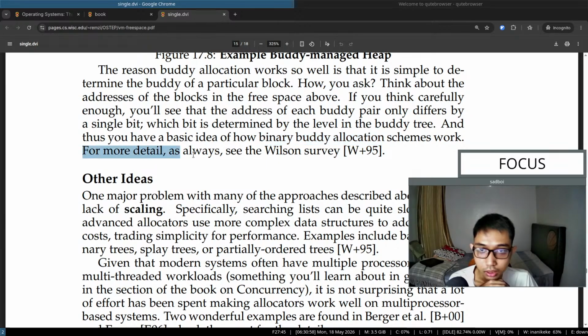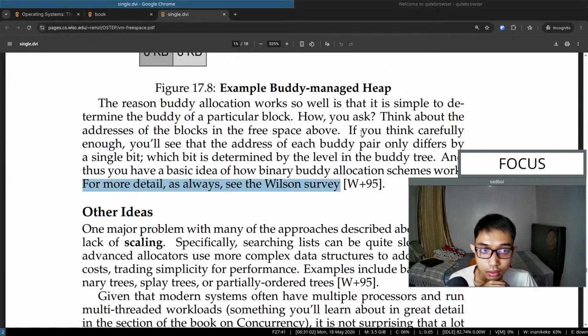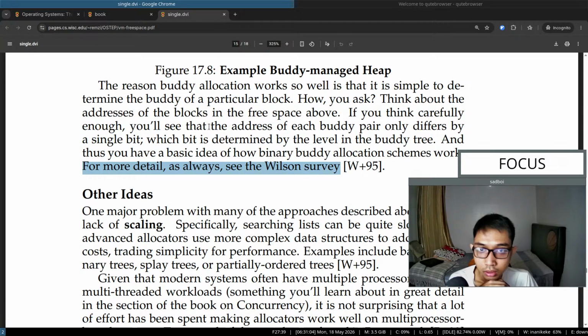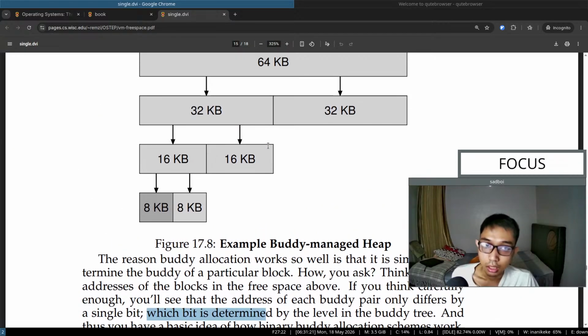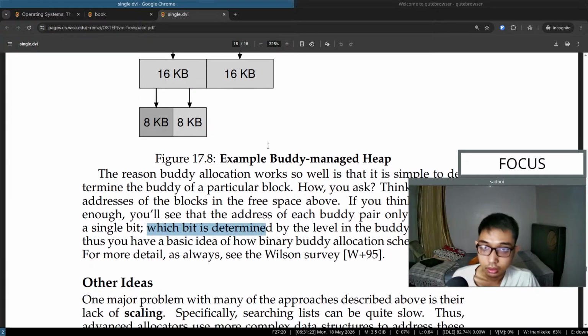For more detail, as always, see the Wilson survey. The address of each buddy pair only differs by a single bit, which bit is determined by the level in the buddy tree. Okay. Alright.